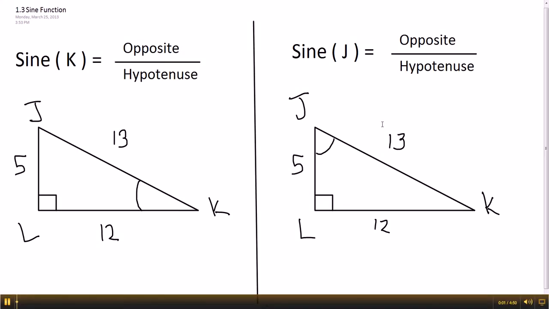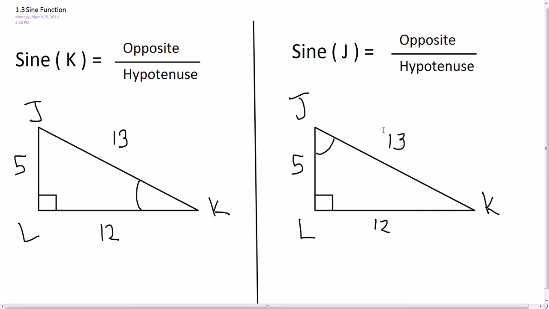Students, and welcome to 1.3. We're going to be taking a look at the sine function, the cosine function, and the tangent function. So let's start off with the sine function here. The sine of an angle in a right angle triangle is exactly equal to the opposite length divided by the hypotenuse length.